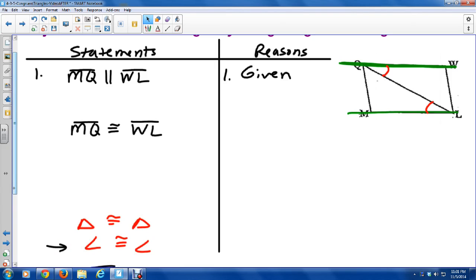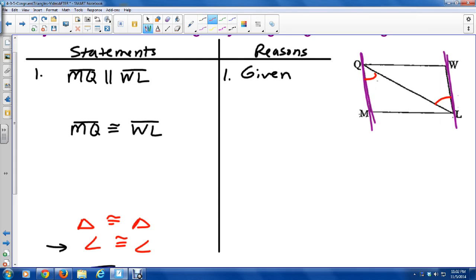I'm going to separate my givens. I'm going to temporarily ignore that and work off of my given MQ parallel to WL. And hopefully you can reverse what I was just showing you with the other parallel lines, or the lines I'm trying to prove parallel. Can you find an angle pair that would be congruent based on those lines being parallel? That's the one I'm seeing.